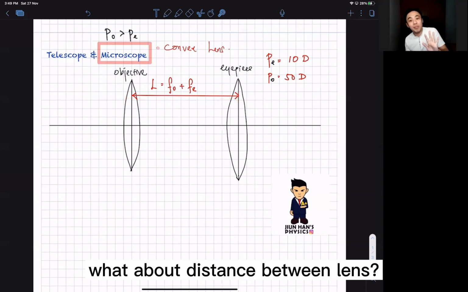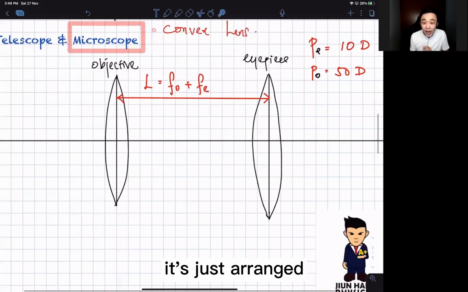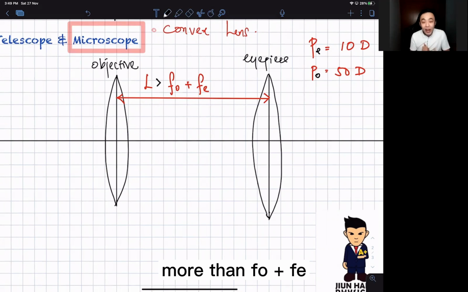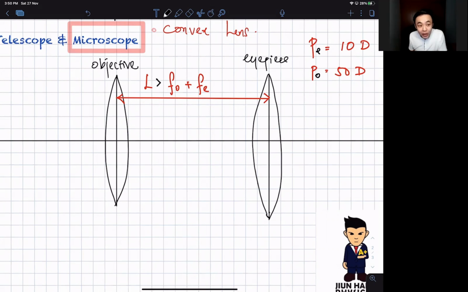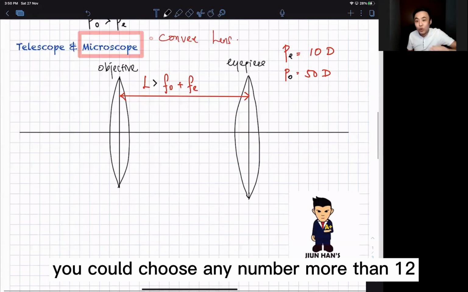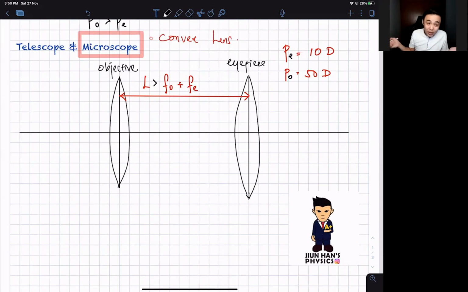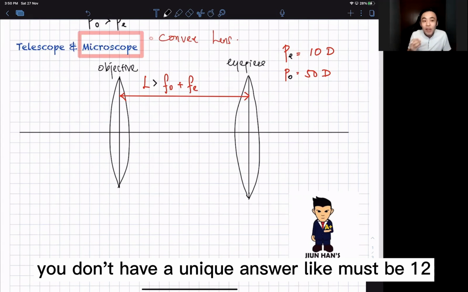For microscope, very simple. For microscope, they don't actually calculate one, because why? It's just arranged. Whenever they calculate this, it will be more than FO plus FE. For example, if FO plus FE equals 12 cm, then for the distance you could choose any number more than 12. 13 also can, 14 also can, 15 also can, 20 also can. So they don't ask you to calculate this because it's just a more than. There's no fixed answer. You don't have a unique answer like must be 12, must be 20.